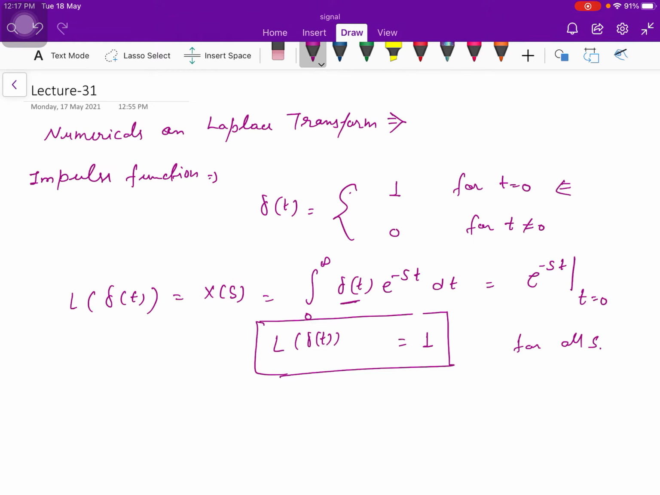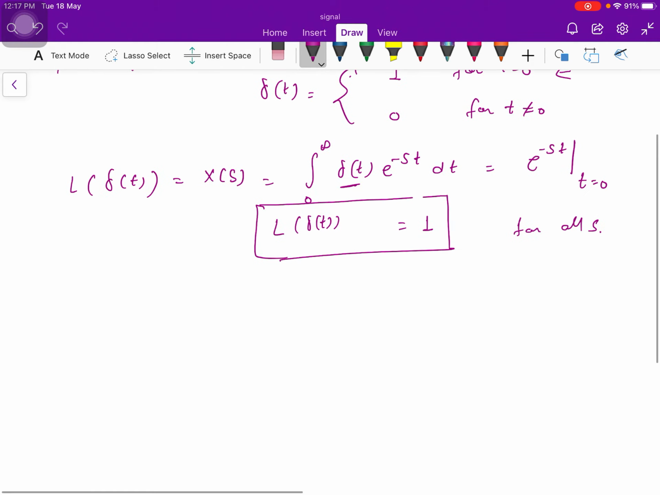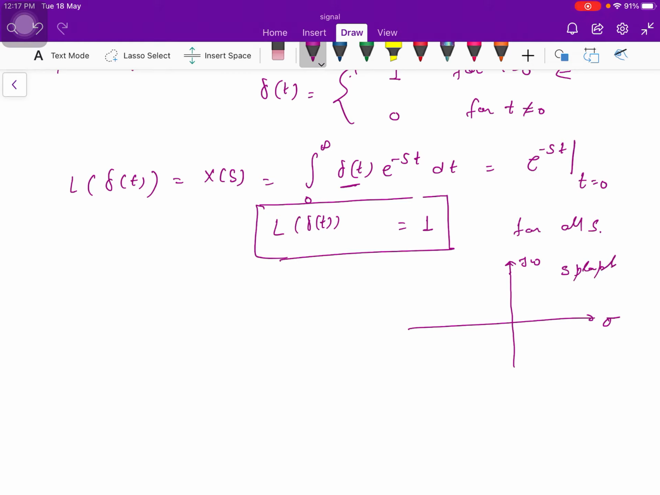And that is for all s. So, for all s, if I want to design the ROC, this is the j omega axis, this is sigma, and this is the S plane. So, the ROC will be all S, or you can write it down, ROC is all S. सारी S के वैल्यू के लिए ये हमारा रीजन ऑफ कन्वर्जेंस होगा.